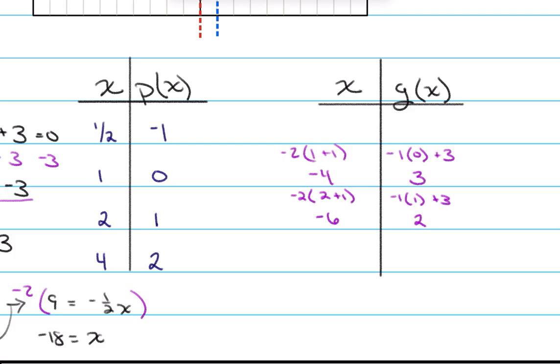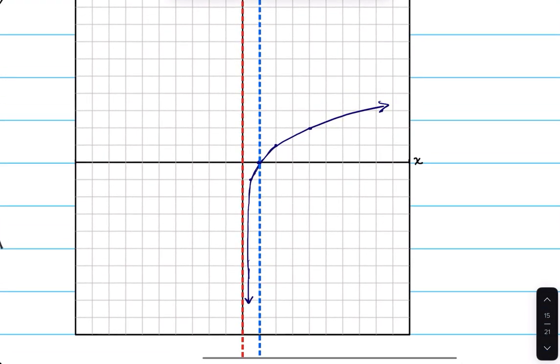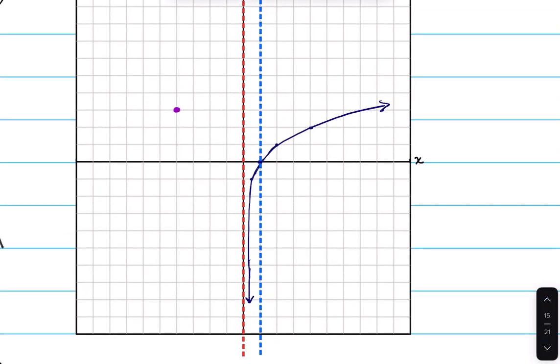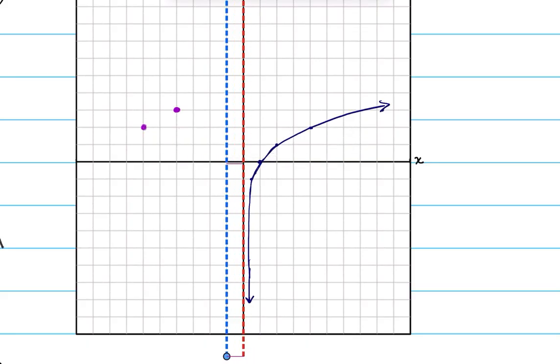So -4, 3 is my first point that I'm going to plot. One, 2, 3, 4. 1, 2, 3. And -6, 2. 1, 2, 3, 4, 5, 6, 2.